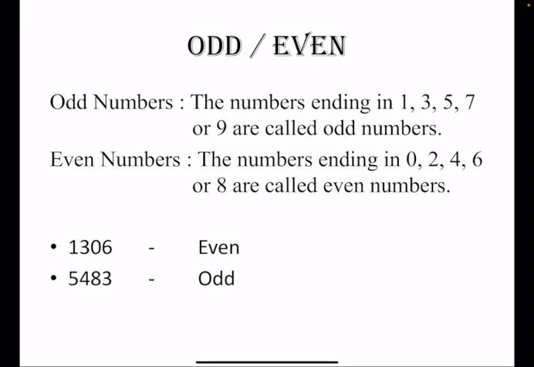Like the example I have given you, 1306. You only have to see the ones place. The digit there in the ones place is 6. 6 is in the even group, so the whole number becomes even. Same is the case with the second number, 5483. Just see the digit at the ones place, it is 3 and it belongs to the odd group. So the whole number 5483 has become odd.